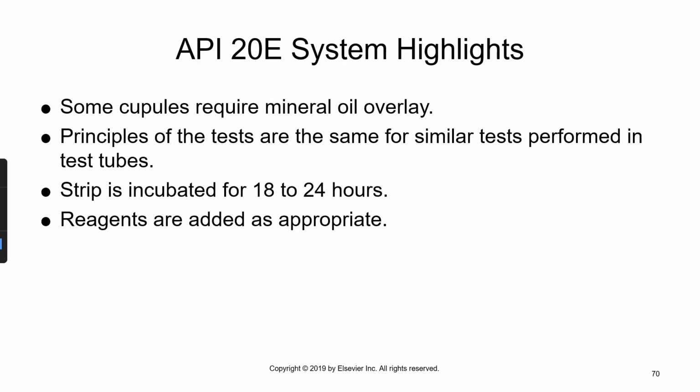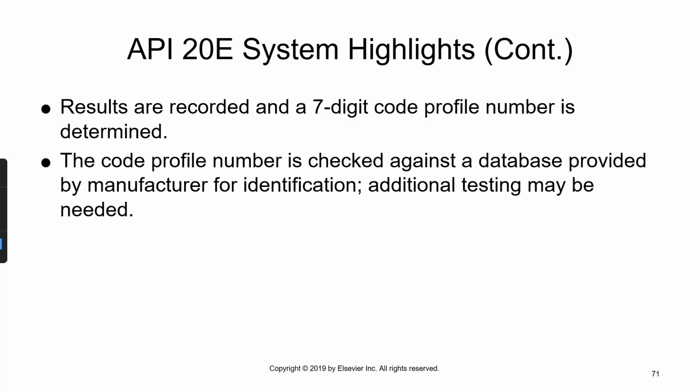Some cupules require a mineral oil overlay. The principles of the test are the same for similar tests performed in those larger tubes. The strip is incubated for 18 to 24 hours, and then reagents are added as appropriate. Results are recorded, and a 7-digit code profile number is determined. The code profile number is checked against the database provided by the manufacturer for identification. Additional testing may be needed to distinguish different species, but for the most part, this is pretty solid at being able to identify.